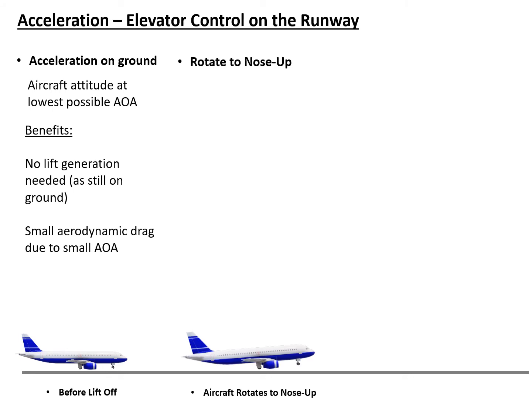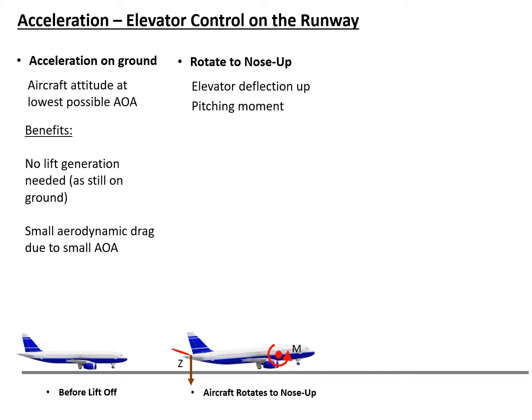And at a moment when the aircraft gains enough speed, it will rotate to nose up. And how do we make the aircraft rotate to nose up? We need to apply the elevator. So the elevator needs to be deflected upwards. In this case, there will be a vertical force now, Z, pointing downwards, and this downward force will create a pitching up moment, M.